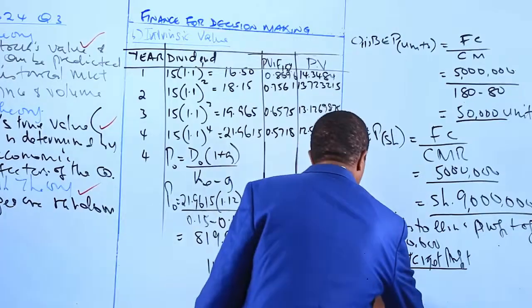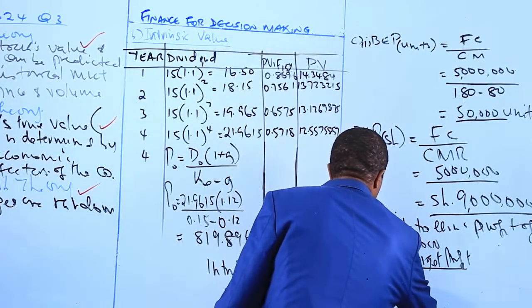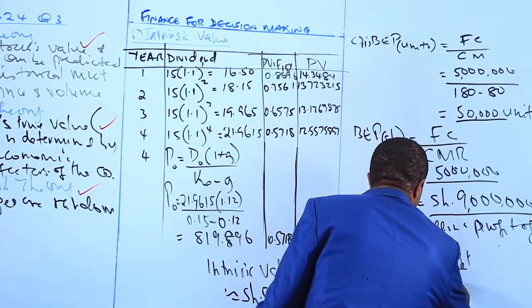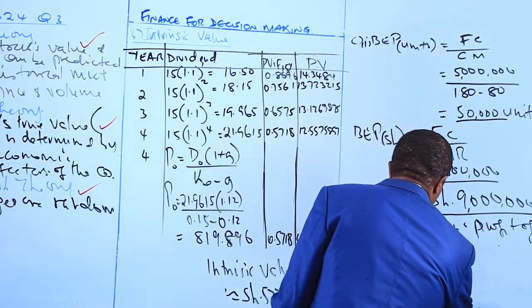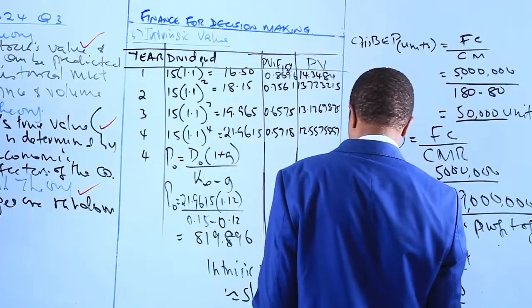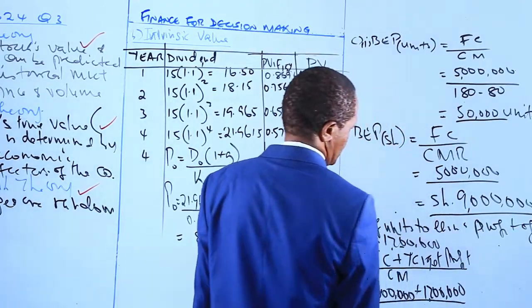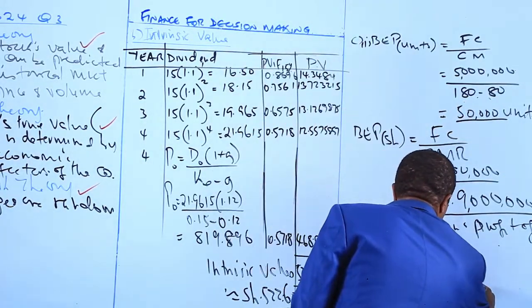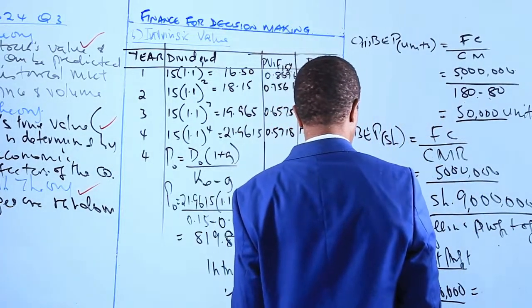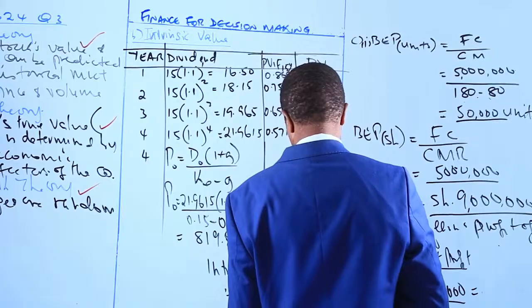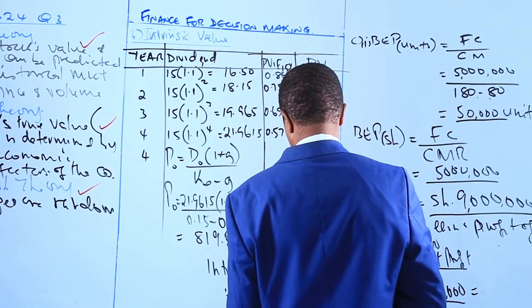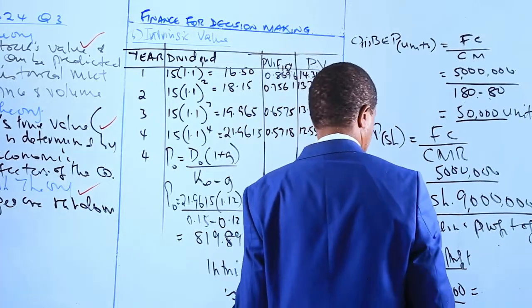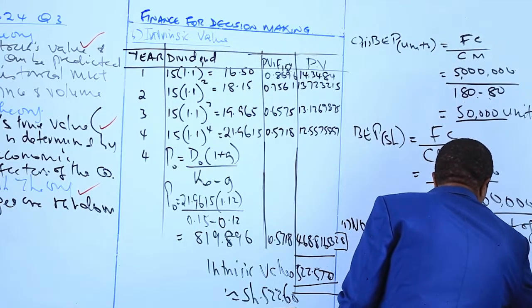We know the fixed cost is 5 million. We know the target profit is 1.2 million. Because it's supposed to be units, we use the contribution margin per unit, which we had calculated. The contribution margin is 100, that is 180 minus 80. So this will be equal to 5 million plus 1.2 million, that's 6.2 million, divided by 100. This is 62,000 units.